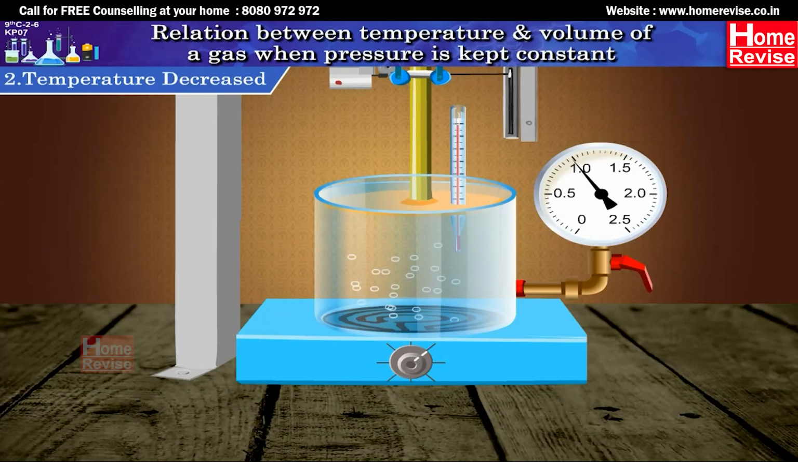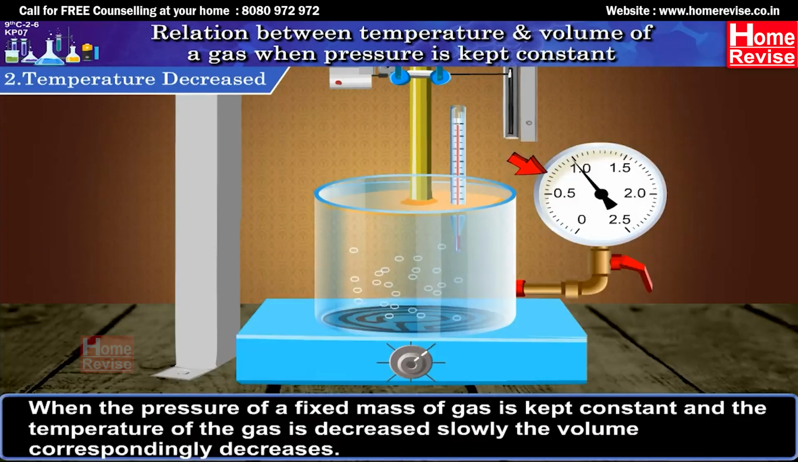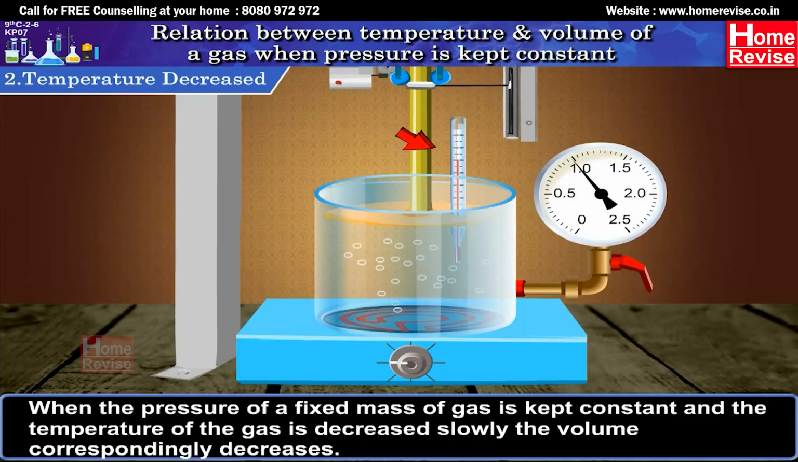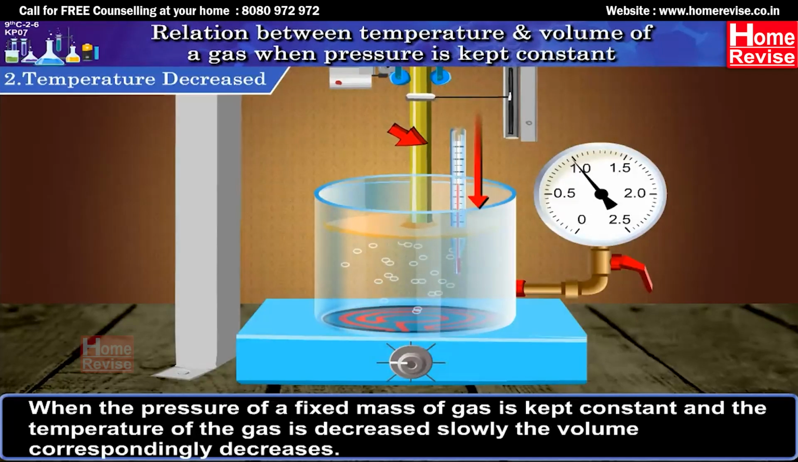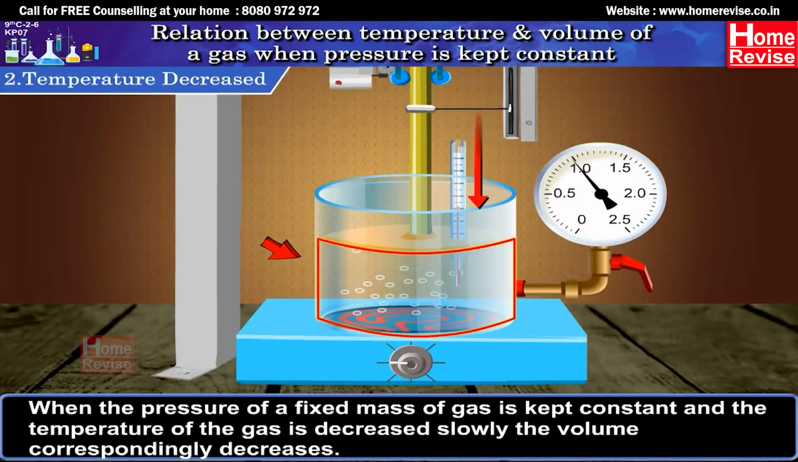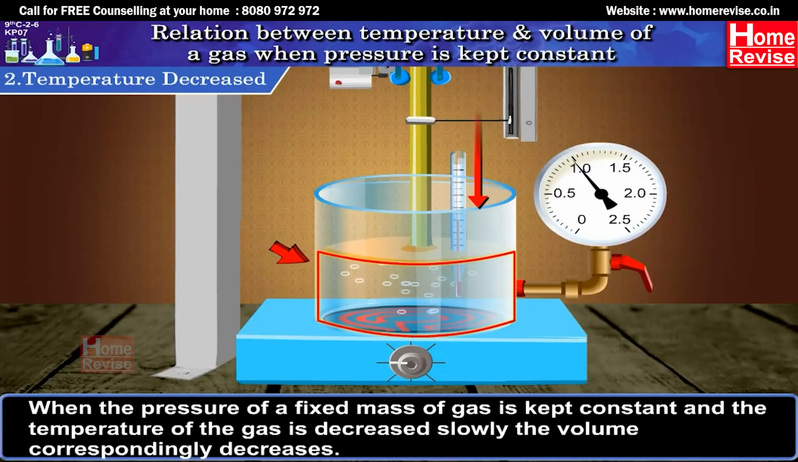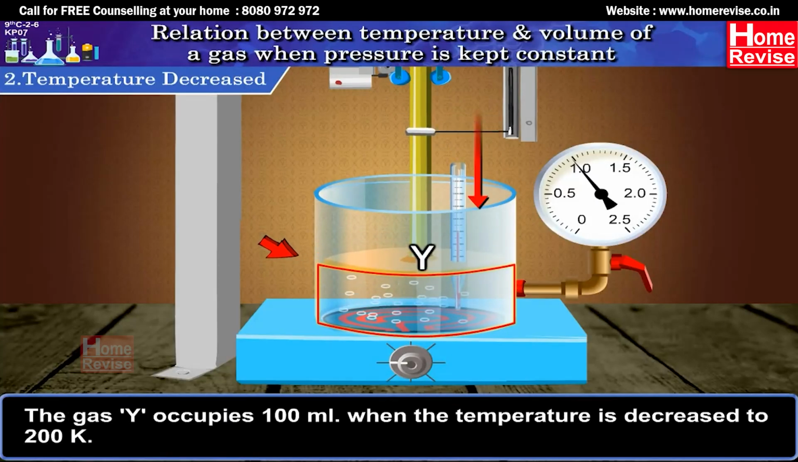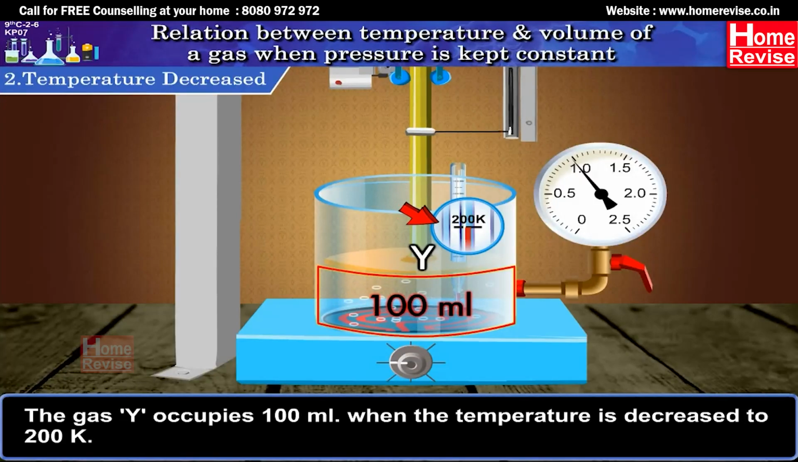2. Temperature decreased. When the pressure of a fixed mass of gas is kept constant and the temperature of the gas is decreased slowly, the volume correspondingly decreases. The gas Y occupies 100 milliliter when the temperature is decreased to 200 Kelvin.